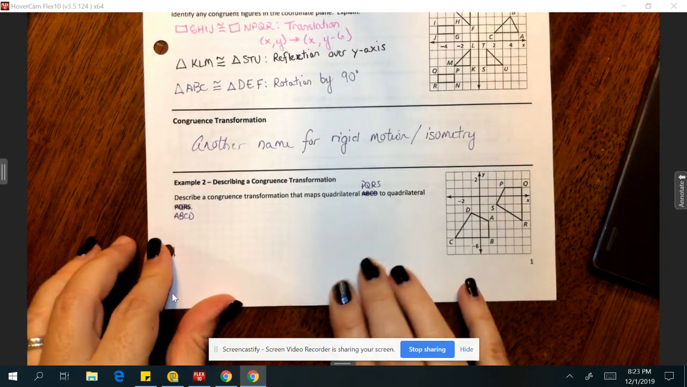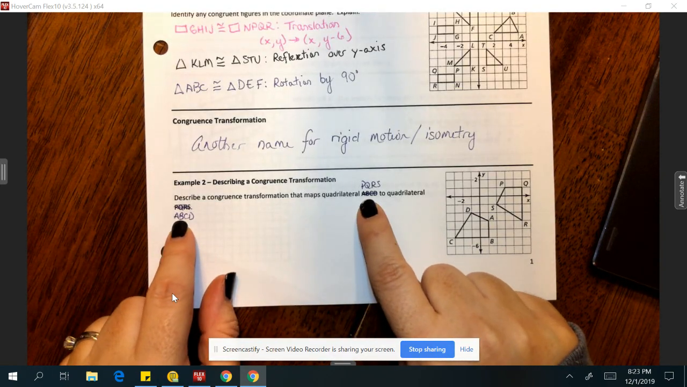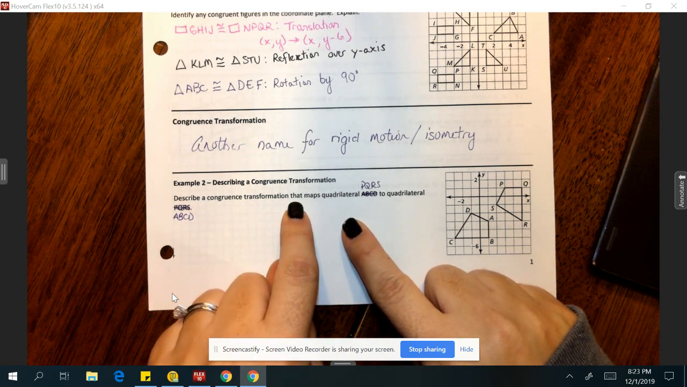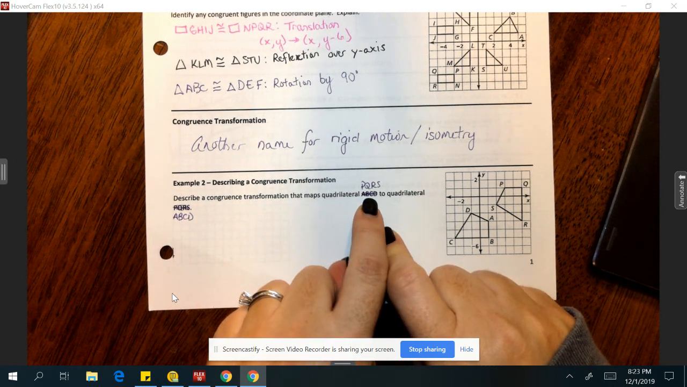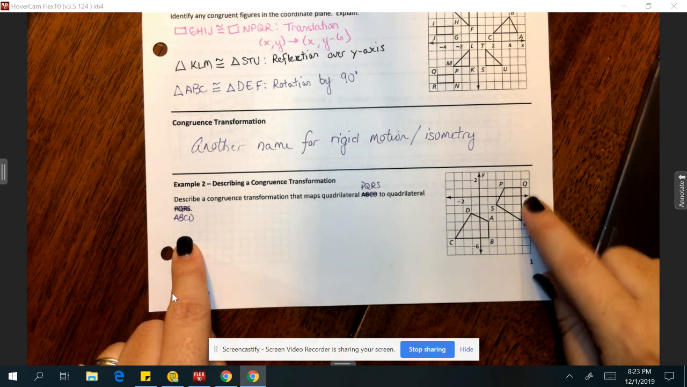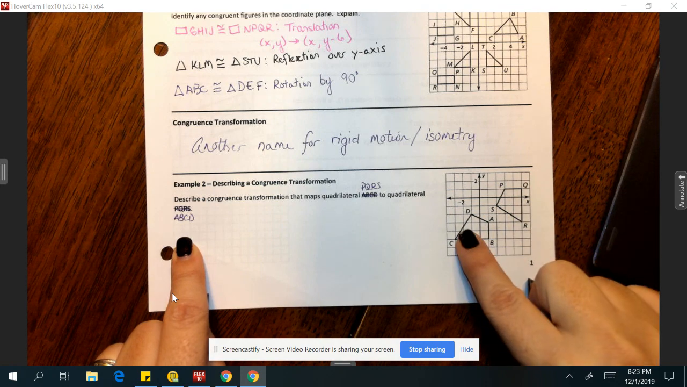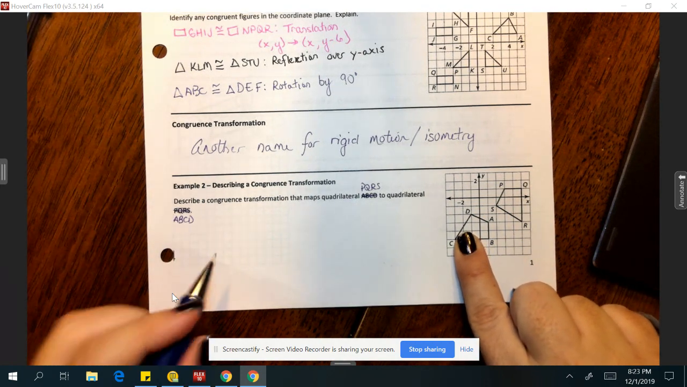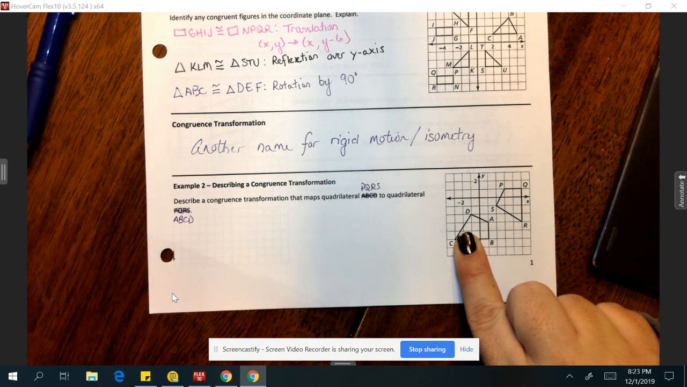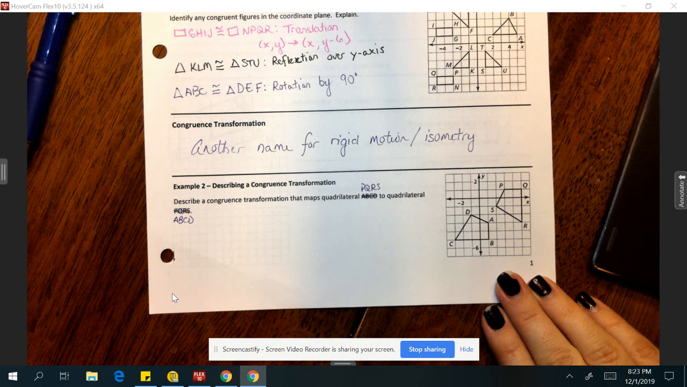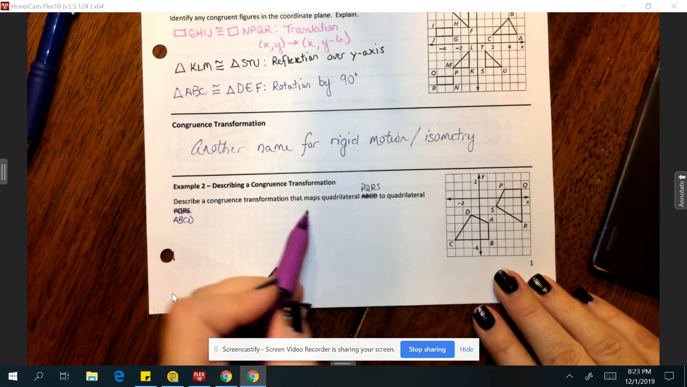Okay, so then the bottom, I want you to switch these two up because it's a little more exciting. So make it say, describe a congruence transformation that maps quadrilateral PQRS to quadrilateral ABCD. So we're going to go from this one over to this one. Okay, so I know that when we rotate counterclockwise, it's got to be a positive rotation. But if we rotate clockwise, it's going to be negative. So we're going to come up with the two possible answers for this.